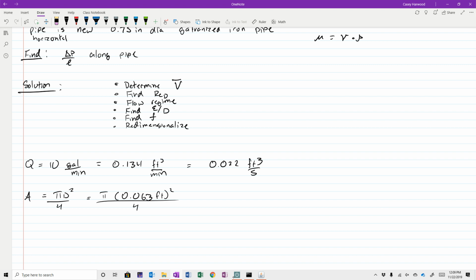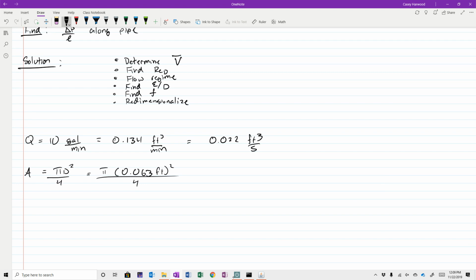I don't actually have the value written down here. But V bar is equal to Q over A, which should give us a value of 7.27 feet per second, right? So we've got V bar.